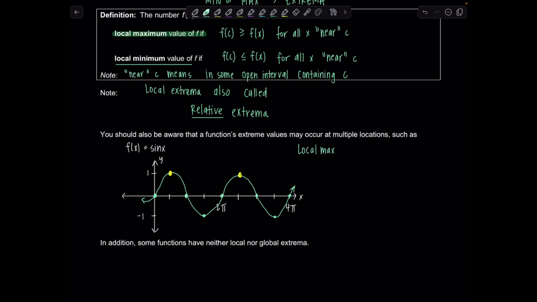When they ask you for the local max value, they want the function value. They want the y value. So the local max is 1. And it occurs at infinitely many places. I can't sit here and list them all out.